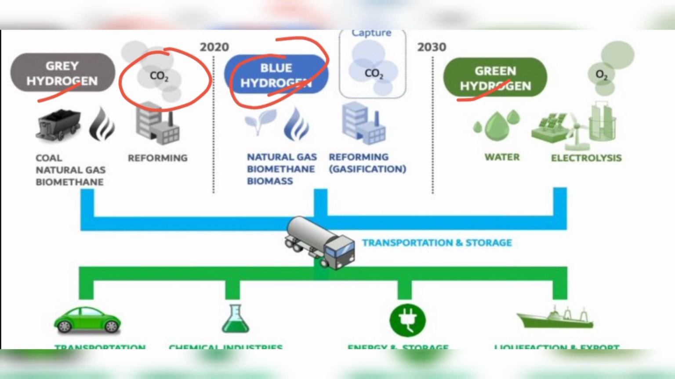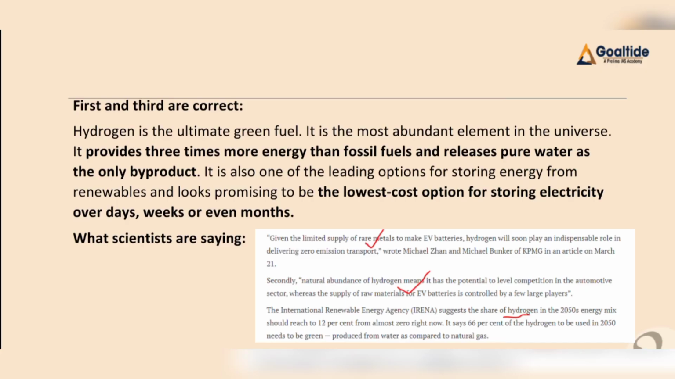And the third one, that is green hydrogen. So in this process we are using various renewable sources such as solar energy and wind energy to produce hydrogen, right? So now let me have a look into our explanation.